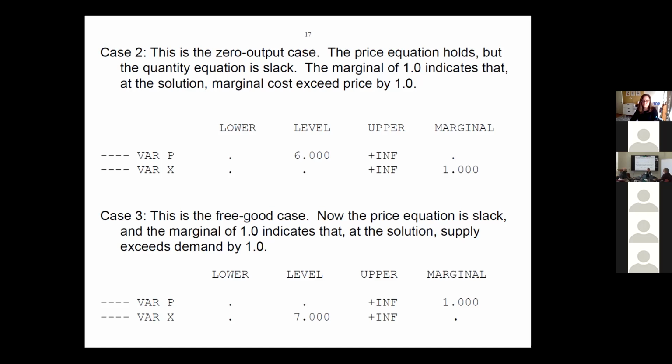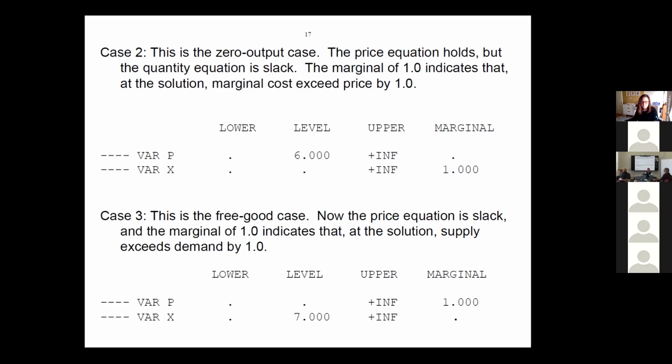Note here that, again, the complementary relation: if the level is positive, the marginal is 0. If the level is 0, the marginal is positive. There could be a knife-edge case, but if you have a level value that's positive and the marginal is positive, you have not computed the solution. Something is wrong.